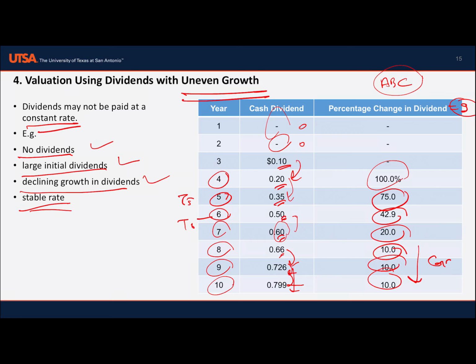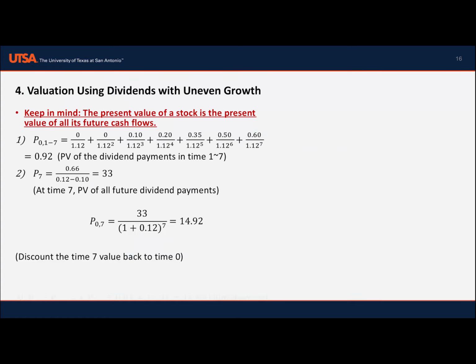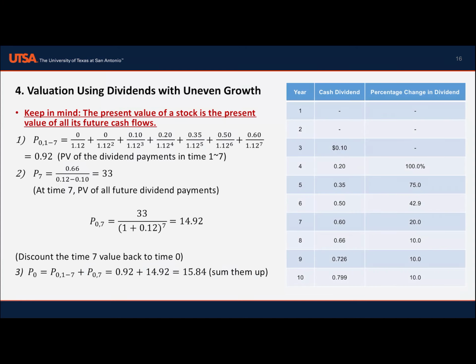It's constant, but it's constant only after the beginning of the 8th year. Before time 8, we have different, uneven growth rates. How can we solve such a question? Let's try. Keep in mind the present value of the stock is the present value of all its future cash flows. So how can we find the value of a stock that has an uneven growth rate of dividends?